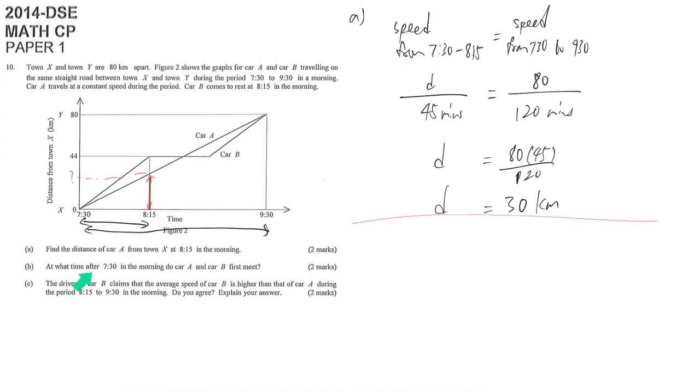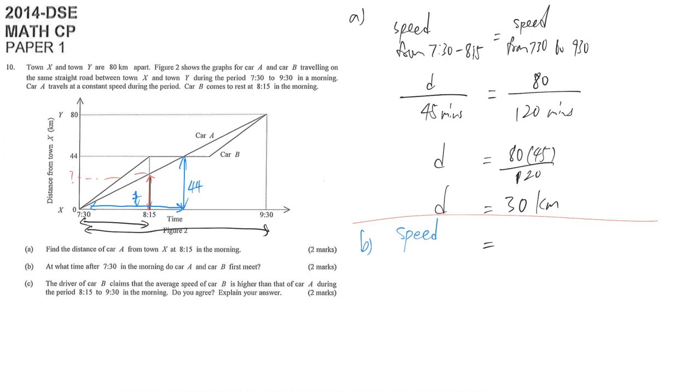Part B, they say at what time after 7:30 in the morning do car A and B first meet. So the first time they meet is here, when A and B have traveled 44 km. So they ask what time. That means now I know that this is 44, and I want to know how long car A spent to arrive at 44 km distance from city A. Again, we are going to use the same logic. The speed is constant for car A.